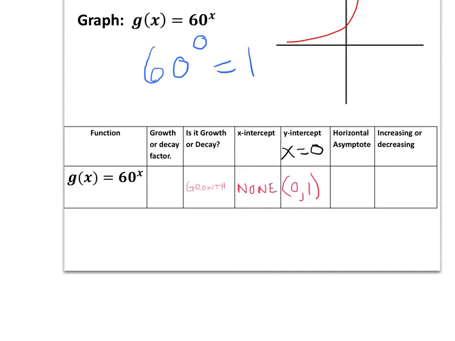It's asking for our horizontal asymptote, and a horizontal asymptote is the line that it gets real close to but never touches, and that's this line right here, which is our x-axis. So that would be y equals 0, would be our horizontal asymptote. Increasing or decreasing: this one is, since it is a growth, an increasing.